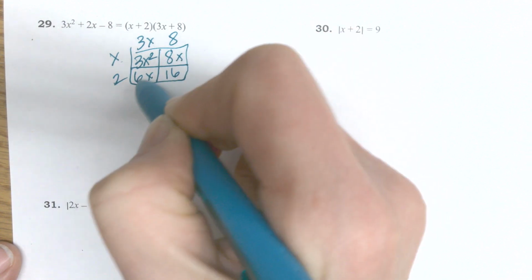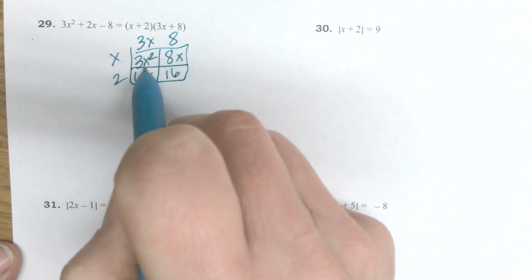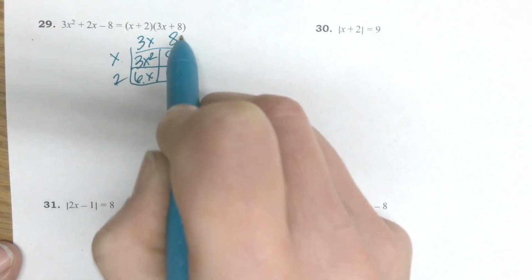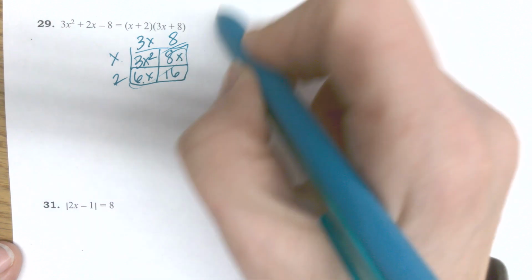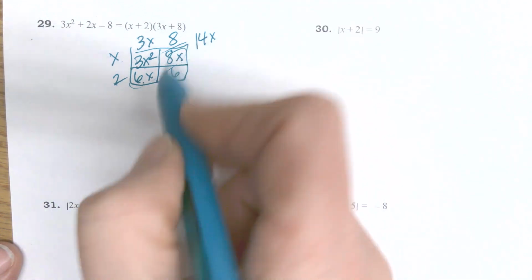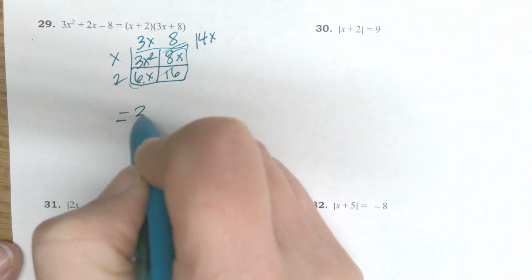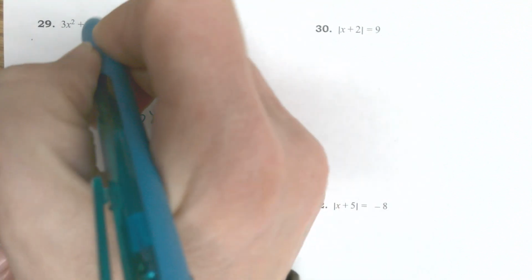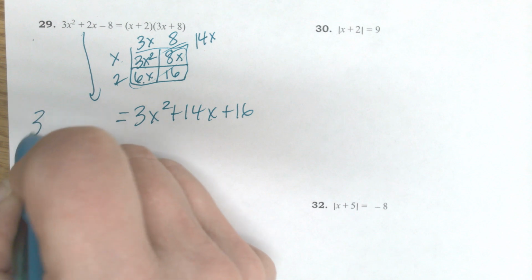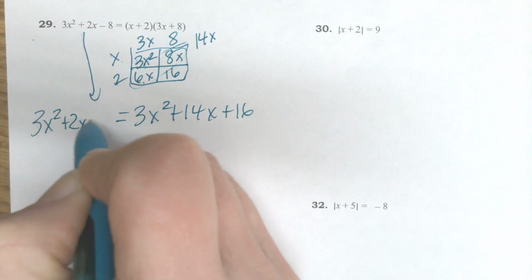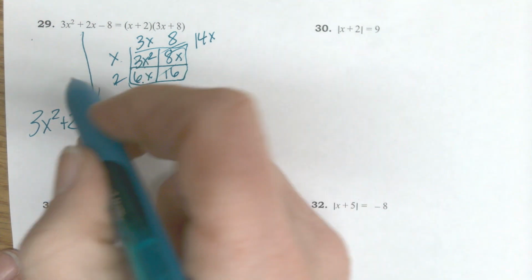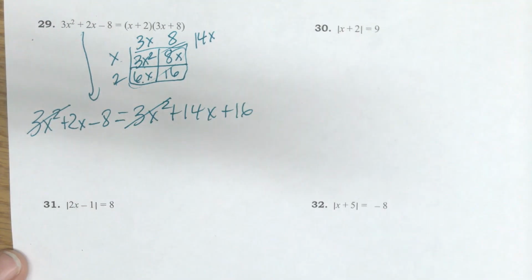Look diagonal. So I did x times 3x, 3x squared, x times 8, 8x, 2 times 3x, 6x, 2 times 8, 16. On the diagonal, I get 14x. So that side of it is 3x squared plus 14x plus 16. Now I'll bring down that other side: 3x squared plus 2x minus 8. When we're working on these now with the squareds in it, it's always going to be the same, but remember, that's not going to be the case forever, but it is now.